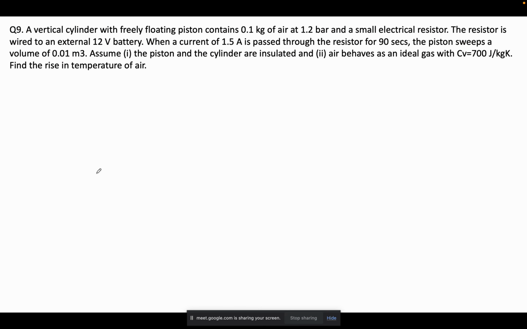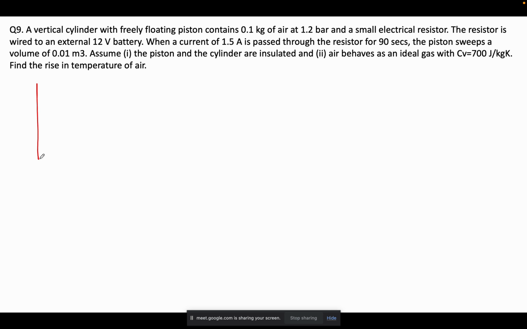A vertical cylinder with a freely floating piston contains 0.1 kg of air at 1.2 bar and a small electrical resistor. The resistor is connected to an external battery source. Now when a current of 1.5 amperes passes through the resistor for 90 seconds, the piston sweeps a volume of 0.01 meter cube. Assume the piston and the cylinder are insulated and air behaves as an ideal gas. Find the rise in temperature.